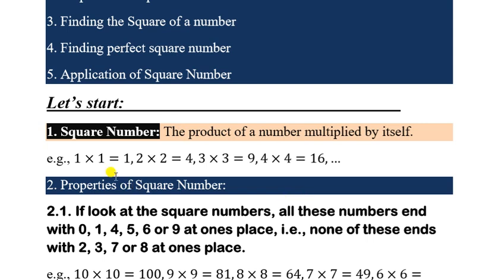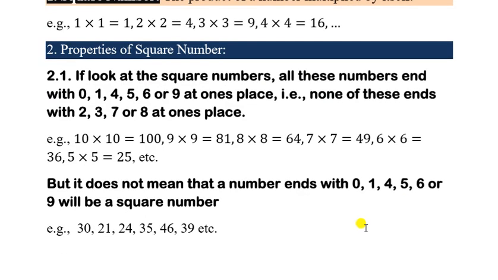So 1 into 1, that means 1 is the square number. 2 into 2, that means 4 is a square number. 3 into 3, 9 is a square number. 4 into 4, 16 is a square number. In the same way, we can find out 5 into 5, 25 is a square number. 6 into 6, 36 is a square number. So like this we can find out many square numbers. Remember this. Now we're going to see some properties of a square number.